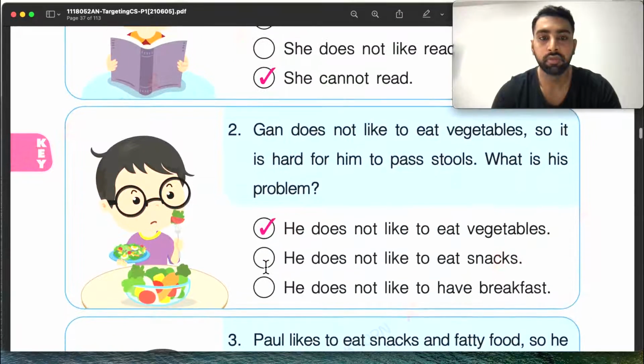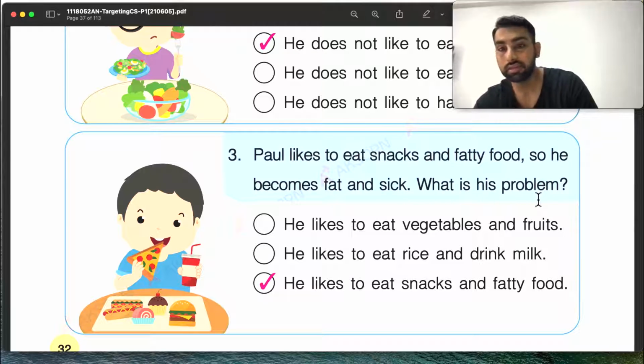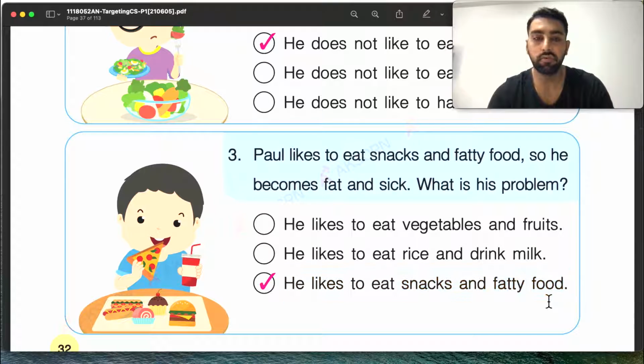And number 3, we have Paul likes to eat snacks and fatty food, so he becomes fat and sick. What is his problem? He likes to eat junk food or fatty food, snacks and fatty food. Does he like to eat vegetables? No. He likes to eat rice and drink milk? No. The problem is he likes to eat snacks and fatty food. So that is the problem with him.